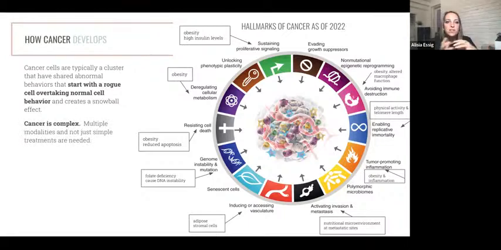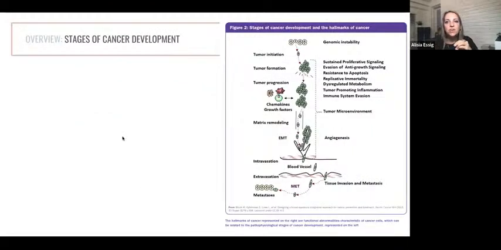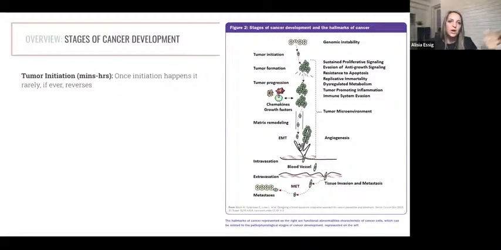Why not, right? Even though cancer is complex and there are no simple treatments, cancer all starts in the same way. All of us right now have cancer growing within us. And I don't want you to be scared. This is not to scare you, but we've all been exposed to carcinogenic compounds. We've all been exposed to something that may have initiated that tumor, right? And once initiation happens, it rarely, if ever, reverses. So we've all had those cancers initiated, kind of smaller than the tip of a pen, right? So it's very, very, very small.